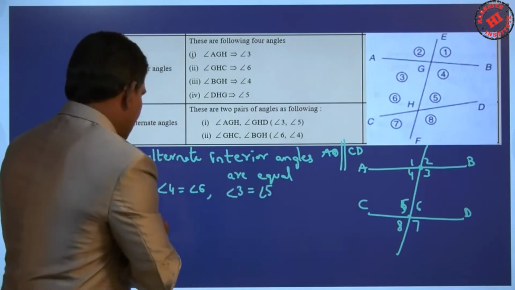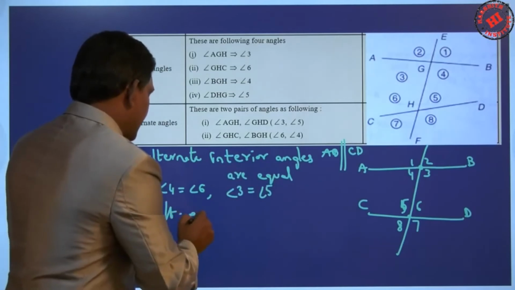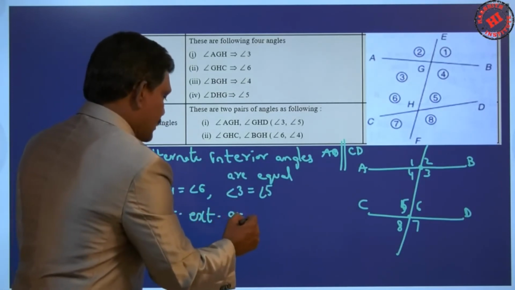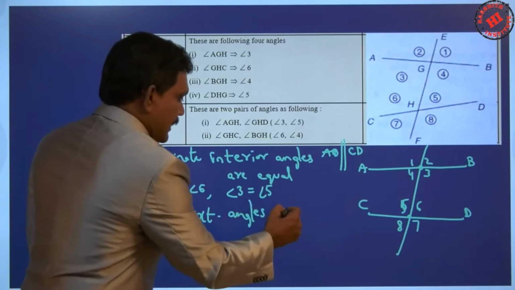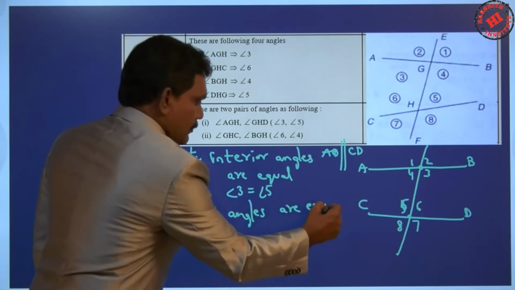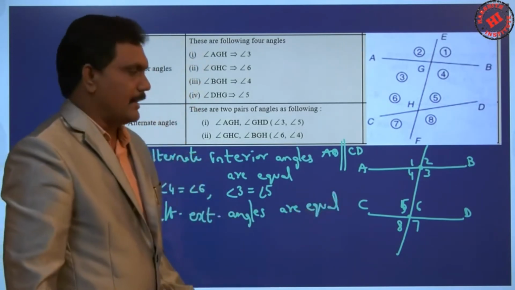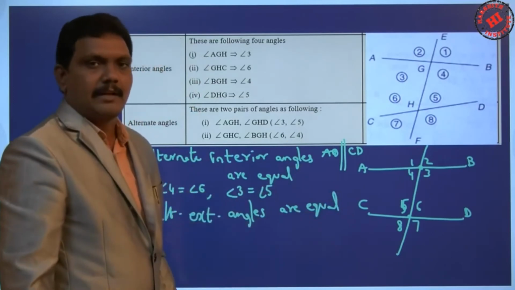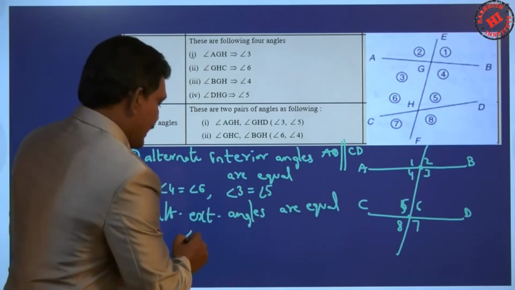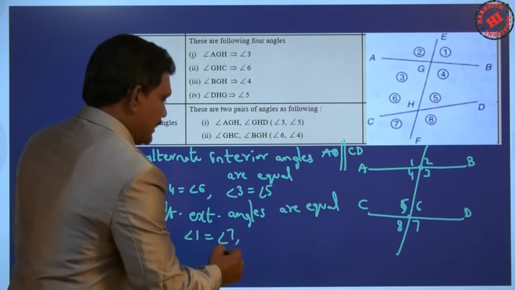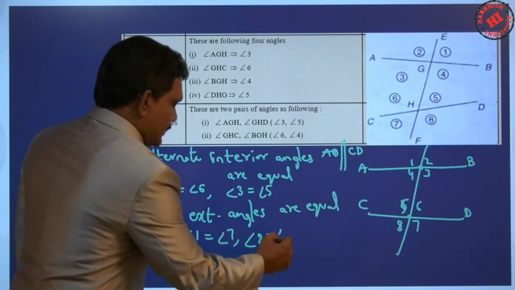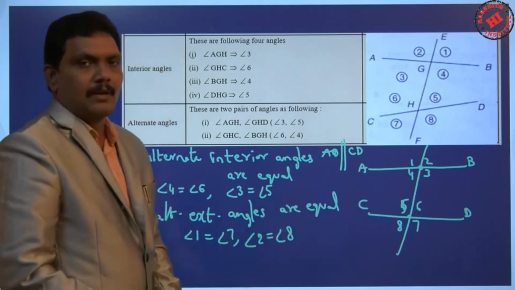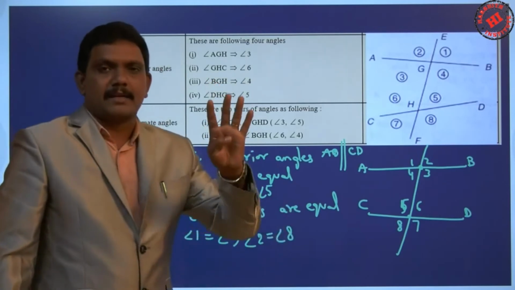Similarly, what about the other point? Alternate exterior angles are equal. Which are called external angles? 1, 2, 7, 8 are called external. What about alternate? Angle 1 is equal to angle 7. Angle 2 is equal to angle 8. Four sets of angles are equal.